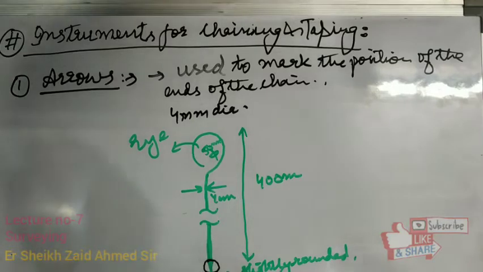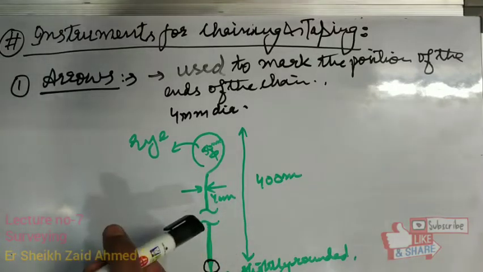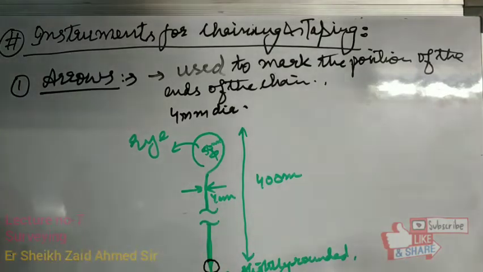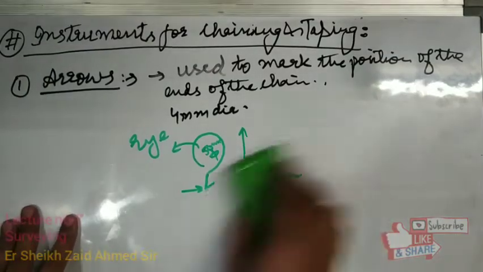So when it is dropped from a height, it sticks on the ground vertically. So that's why it is called a drop arrow. It may also be used as a plumb bow. Now coming to the next instrument.